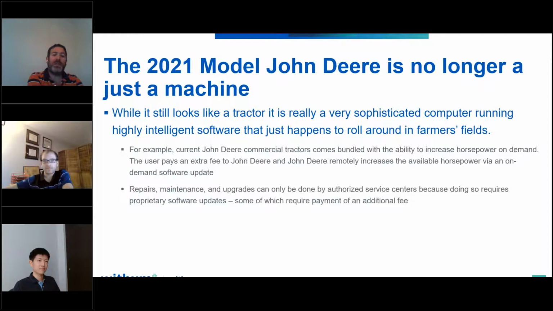Repairs, maintenance, upgrades, they can only be done by authorized service centers, because whenever they make a change or a repair or an update, they have to make changes to proprietary software, which also requires the payment of an additional fee. So again, when you buy a commercial John Deere tractor now, you're not just buying a machine. You're buying all that intelligent software and all the software updates that go along with it. And right there, the software is an intangible. So that's P.L. 86-272. Let's move on to the next slide.